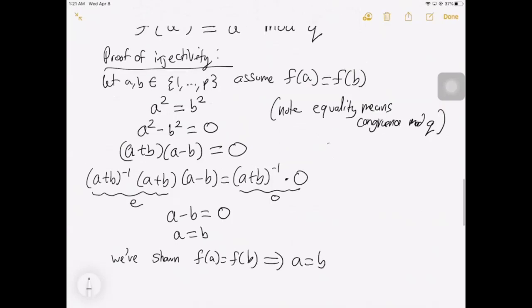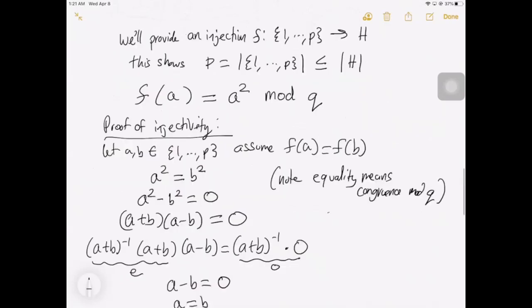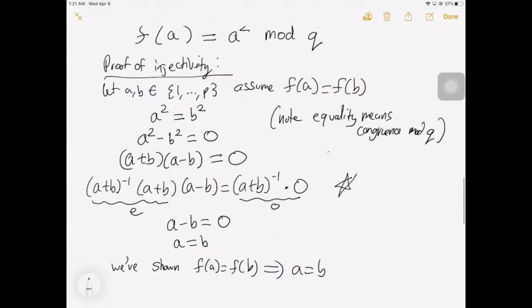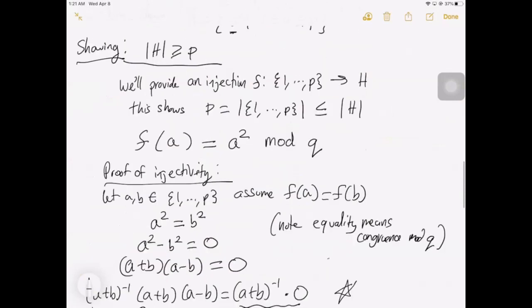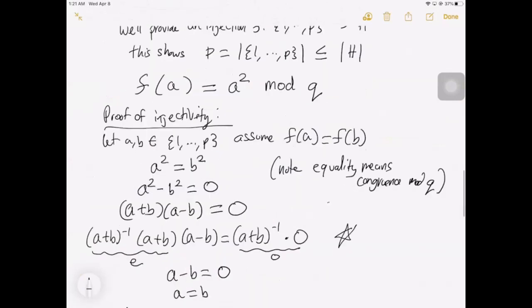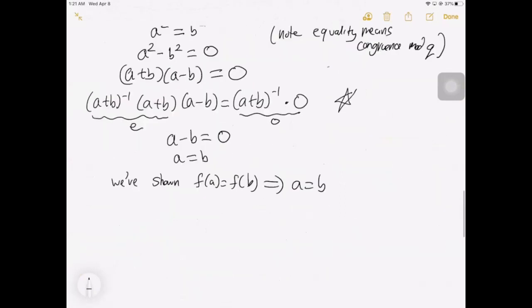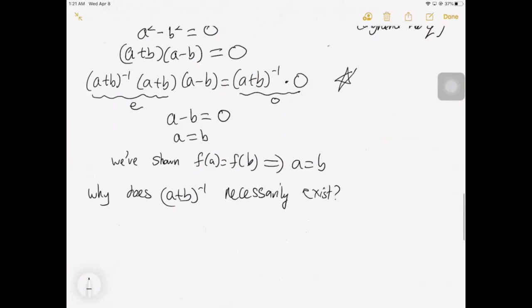Okay, that's cool. Hold up, but not so fast though, because I think we did make one step here that's not that obvious, specifically this step. Assuming this proof completely works, we've shown that the order of H is at least P, which means that the order of H must now be exactly equal to P. But why does A plus B inverse necessarily exist? We need to justify why A plus B inverse really exists, why this starred line actually makes sense mathematically.